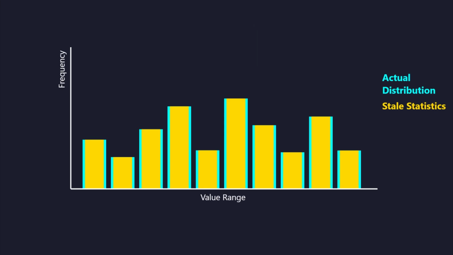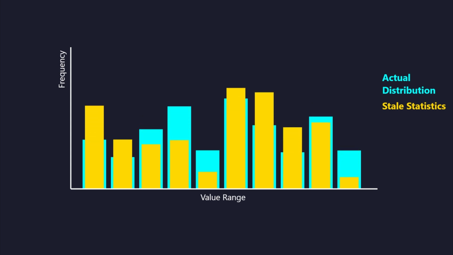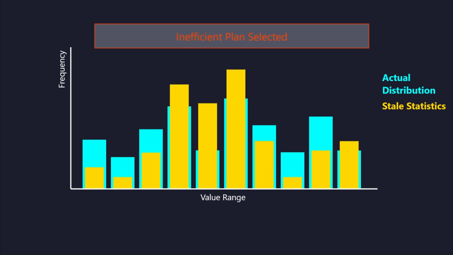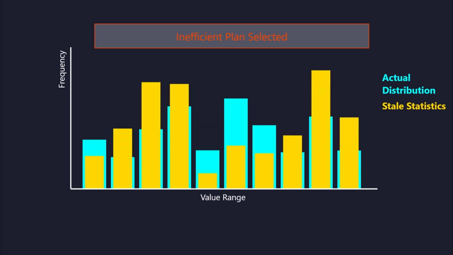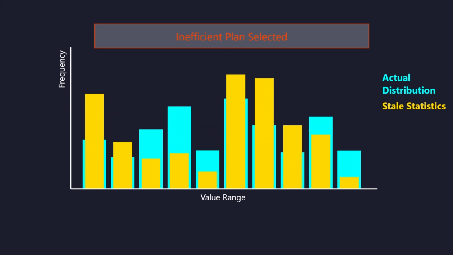Optimization depends on accurate statistics. The engine maintains histograms showing the distribution of values in columns. If these statistics are stale, the optimizer might choose an inefficient plan because it miscalculates how many rows will be returned.